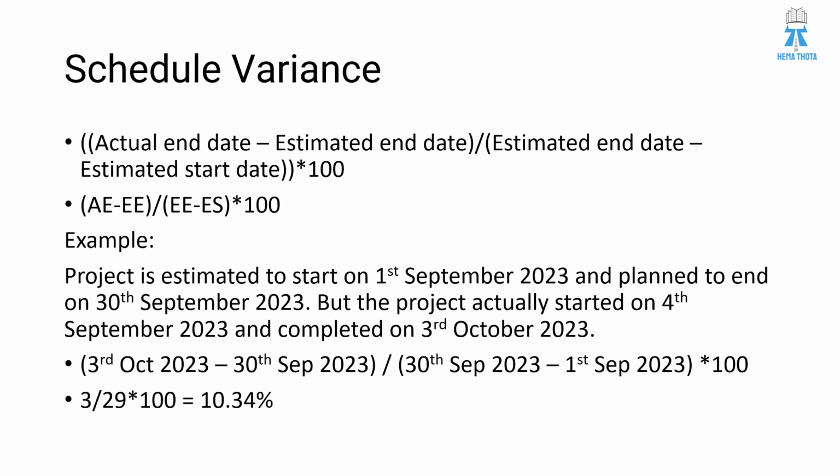It varies, as some months will have 31 days, some months will have 30 days, and February will have 28 days. So all these things we need to consider while calculating the schedule variance.